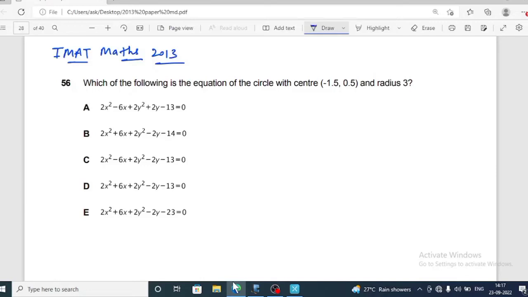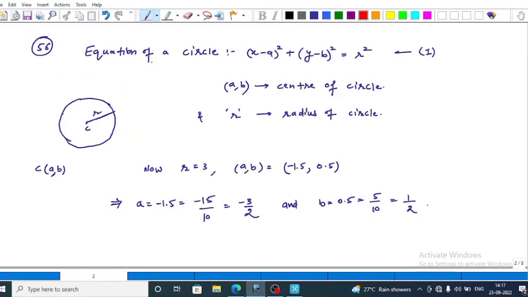Everyone, in this video we will discuss the whole question of IMAT math this session, question number 56. The question is: which of the following is the equation of the circle with this center and this radius? As we know, the equation of a circle with center (a, b) and radius r is (x minus a) squared plus (y minus b) squared equals r squared.